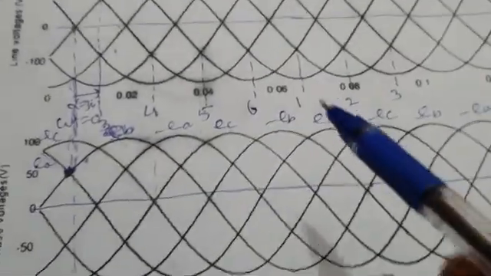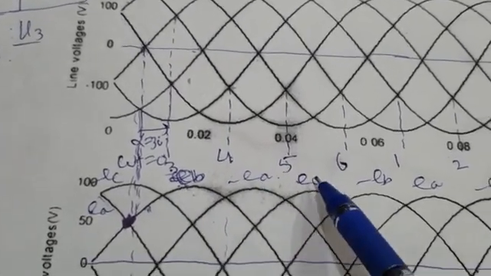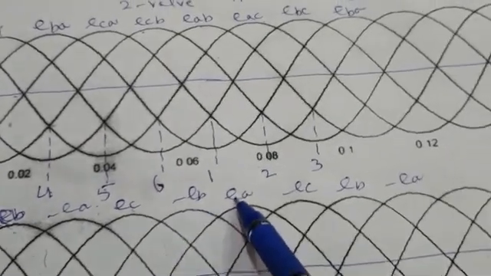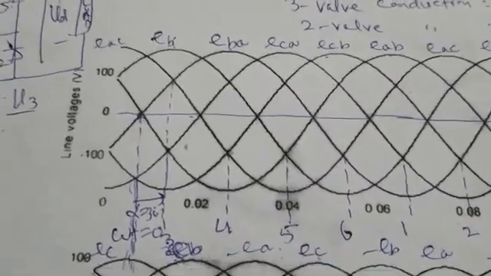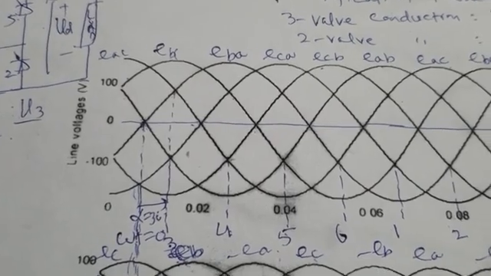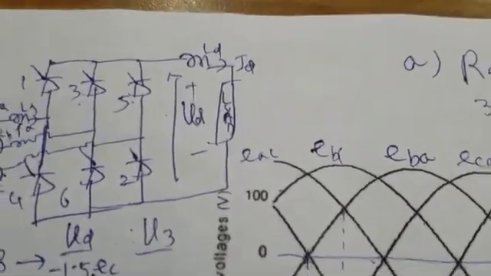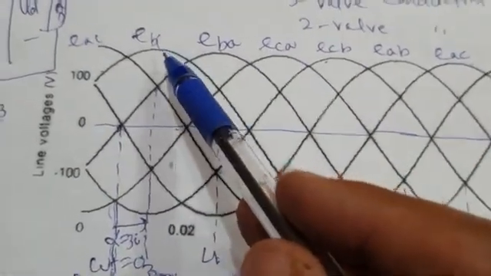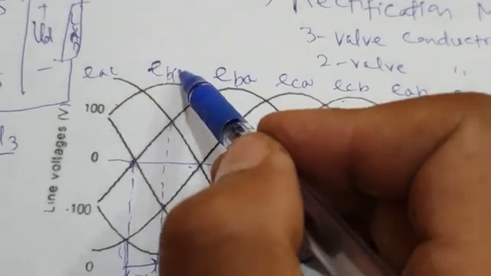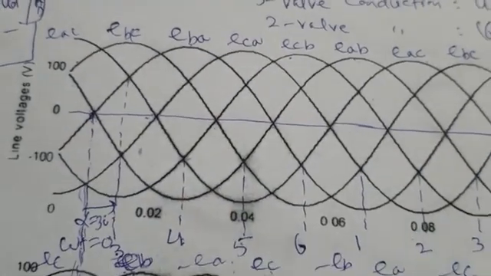In the lower waveform, we have already labeled various phase voltages, like this is EB, this is minus EA, this is EC, minus EB, EA, minus EC, EB, and minus EA again. Now the question is, when 1, 2, 3 valves are conducting, my load voltage is minus 1.5 times EC. But here I have only line voltages. You can see I have line voltage EBC, then this line voltage EBC is followed by EBA, ECA. How do I show these phase voltages?